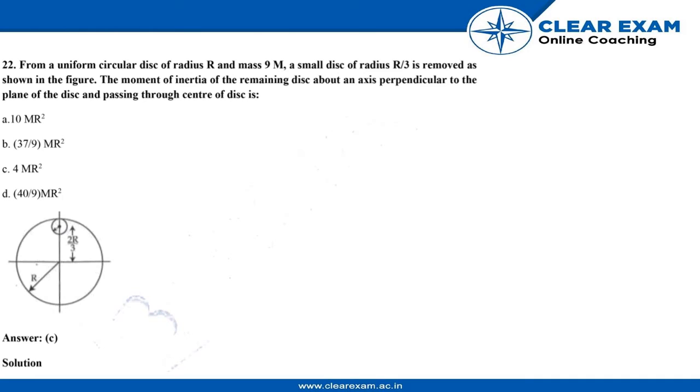Hey guys, we are going to solve question number 22. Let's see what the question states. From a uniform circular disk of radius r and mass 9m, a small disk of radius r by 3 is removed as shown in the figure. The moment of inertia of the remaining disk about an axis perpendicular to the plane of the disk and passing through the center of the disk is.